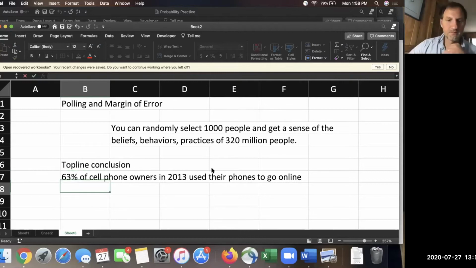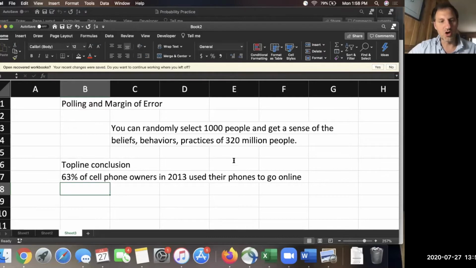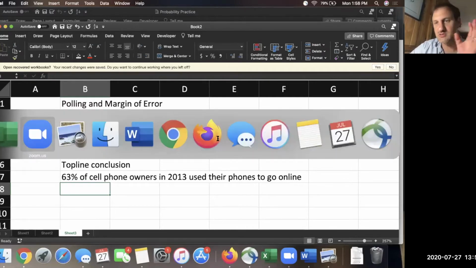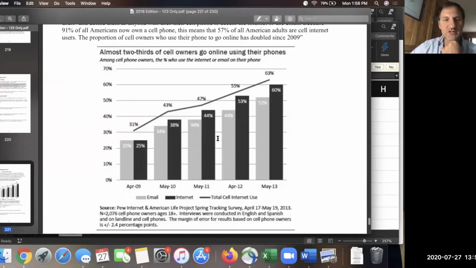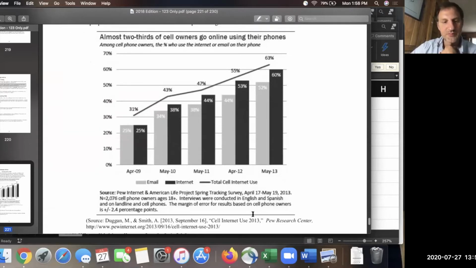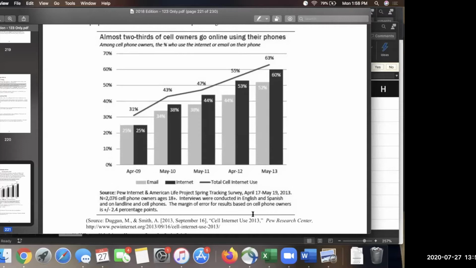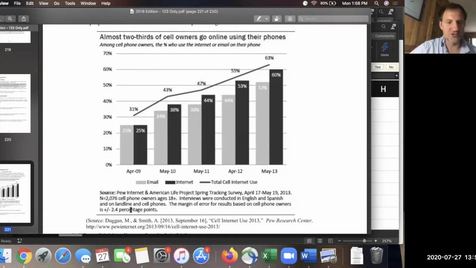Okay. Now that belongs in an article, but what we want to do in this last section is build some nuance to make a more comprehensive statement of what's actually happening here. If you look at the bottom of this graph, it tells you something about the margin of error. Can you see where it says that? What is the margin of error in this situation? Is it 2.4? Exactly. Margin of error based on cell phone owners is 2.4 percentage points.